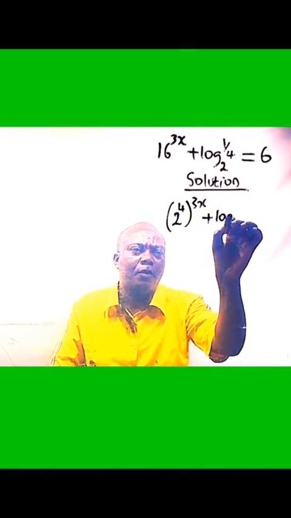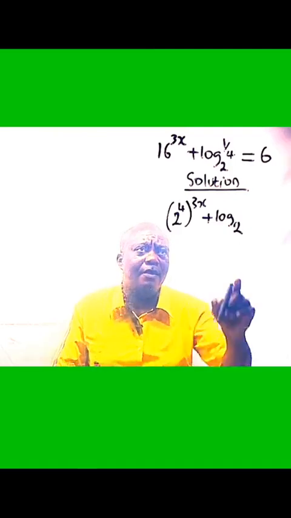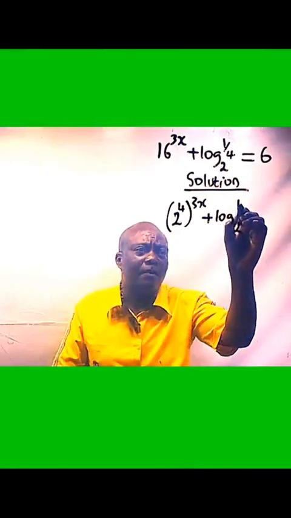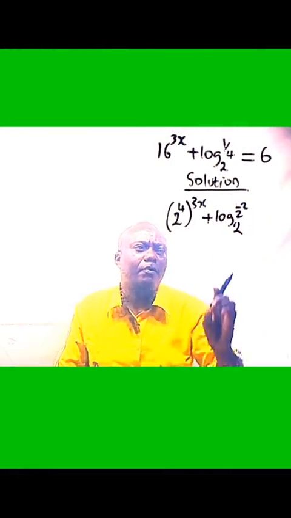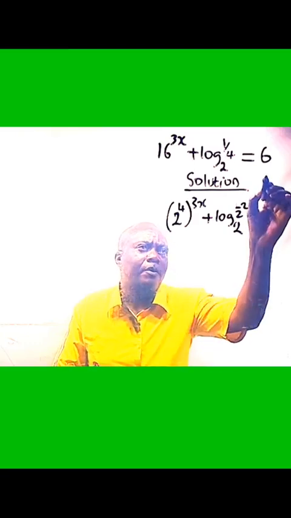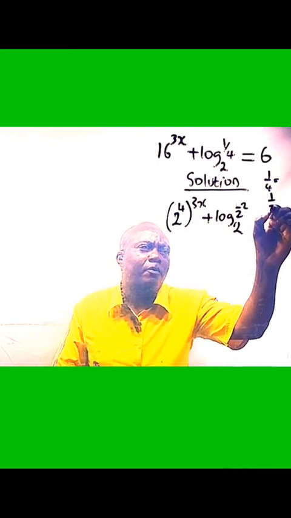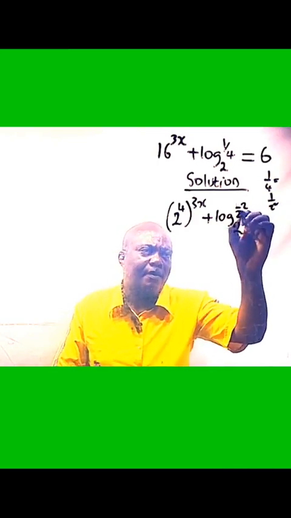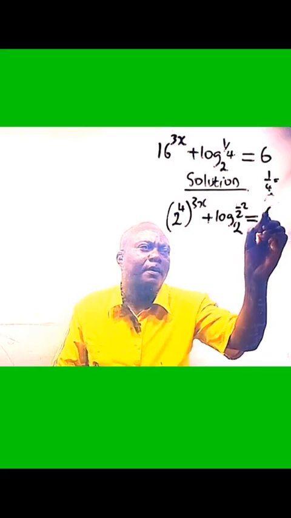plus log to base 2 of 1 over 4. You can write this one as 1 to the power of 2 minus 2, because 1 over 4 is like 1 over 2 squared. Yes, everything will be equal to 6.